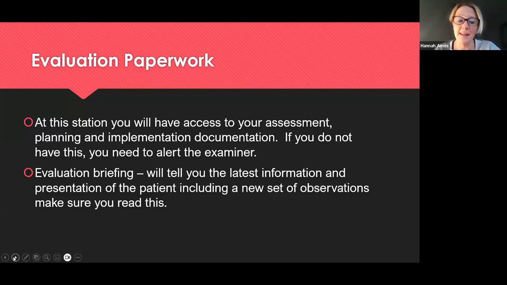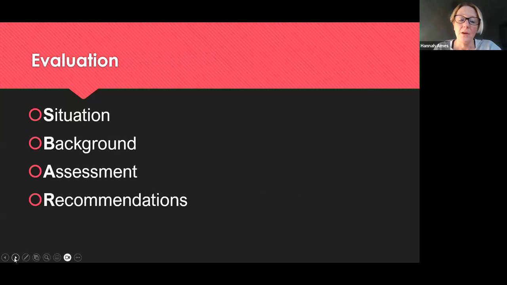Even if you noticed a mistake, say you noticed a mistake on your News 2 chart whilst you're looking through that, you cannot alter that in your evaluation station. So you have 8 minutes and you're asked to verbally hand over using the SBAR. So that's situation, background, assessment, and recommendations.